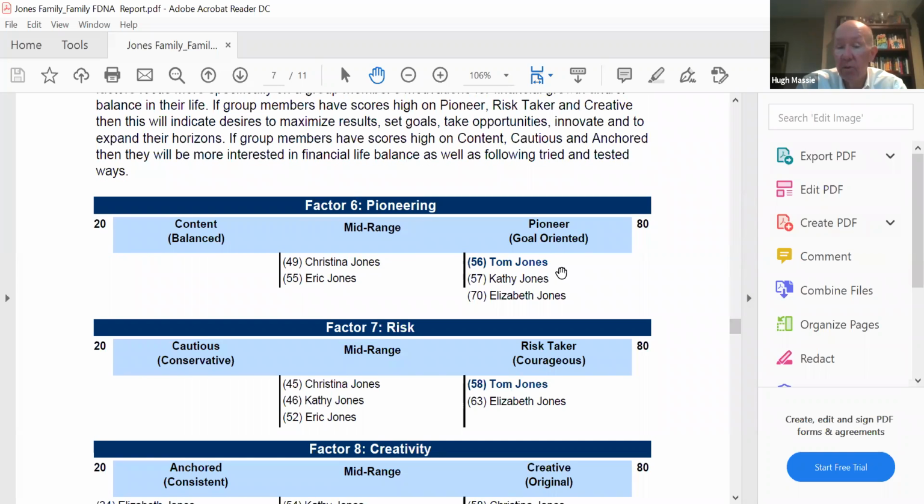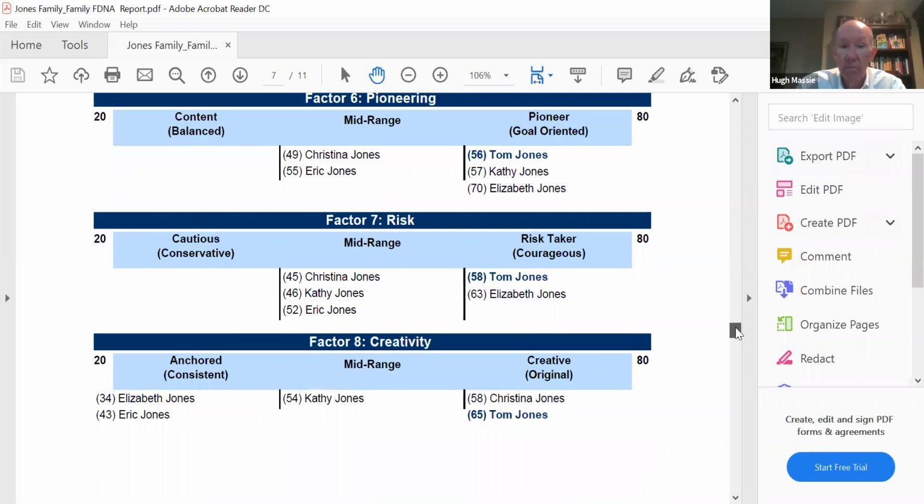Down here, we can see the dominance of the trait of the family being pioneering. Everybody is quite strong there. Even with Christina at 49 as the lowest, she's middle range, can step it up, and then Elizabeth extreme. No one's just lifestyle focused there. So this is not a family that just wants to sit around and do nothing. They really want to build their wealth, set a pathway for the future. They're risk takers, and then they're balanced on the creativity.